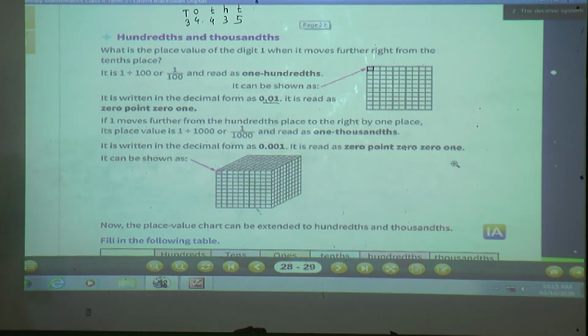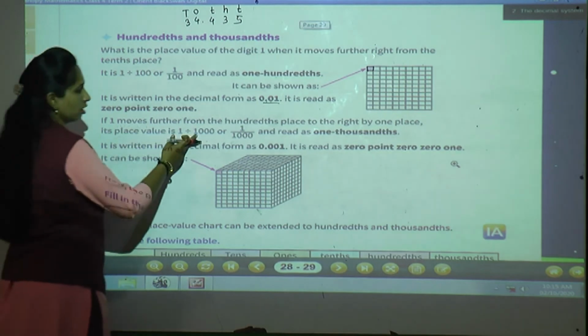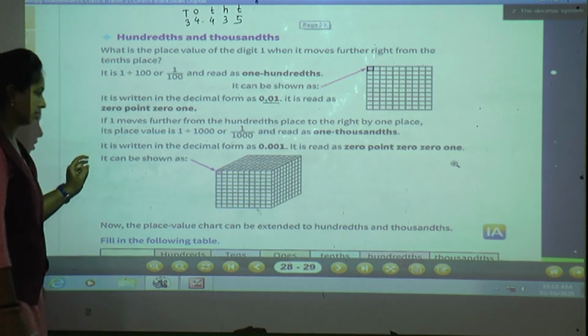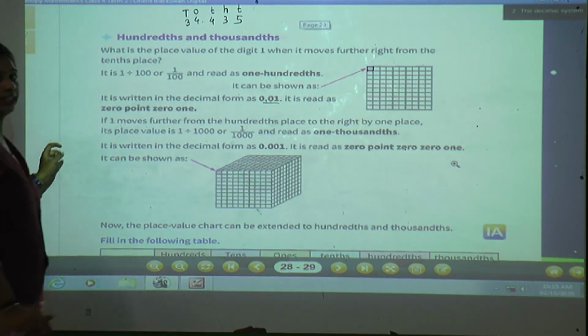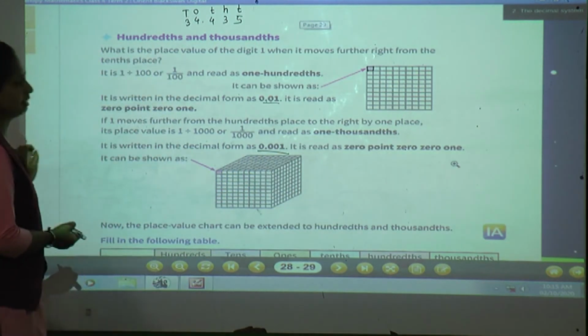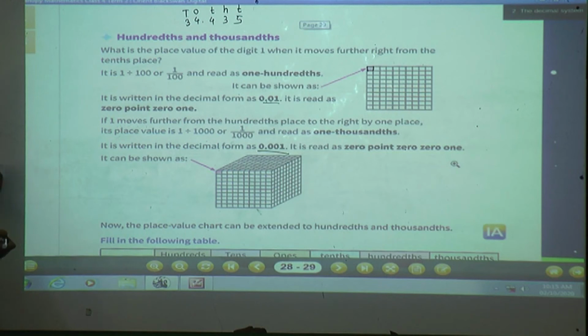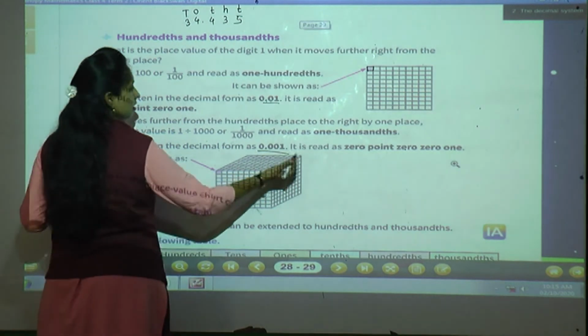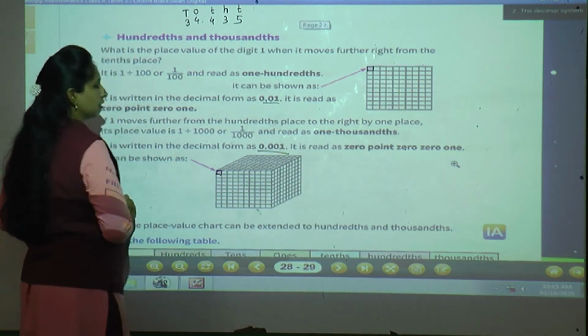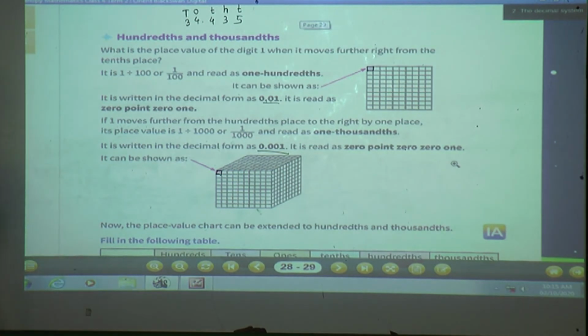Now next, if the digit moves further from the hundredths place to the right by 1 place, then the place value is 1 divided by 1000, or 1 upon 1000, read as thousandths, and it is written in decimal point as 0.001. See, it is shown in this full 1000 cube. In this, 1 part is colored, which means 1 upon 1000.